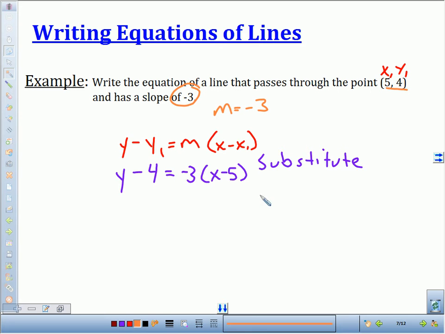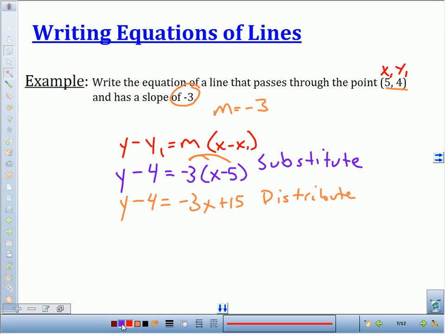My next step would be to distribute. I need to distribute the negative 3, so that's the next thing I'm going to do. I'm going to distribute negative 3 to both x and negative 5. So I have y minus 4, which didn't change. Negative 3 times x is negative 3x. Negative 3 times negative 5 is positive 15.